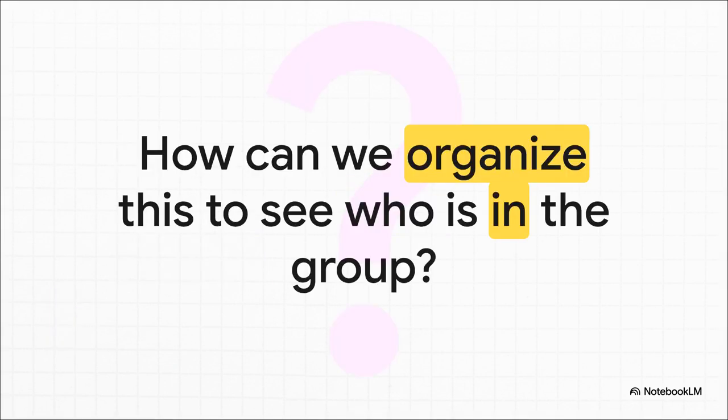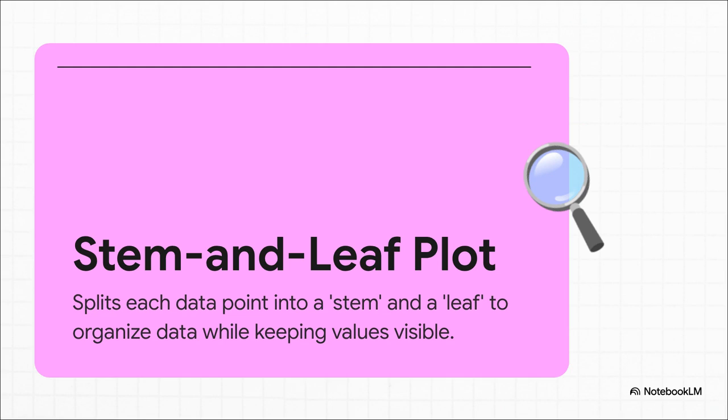And that's the key question, right? How do we bring some order to this chaos? How can we sort these numbers in a way that actually tells us something meaningful about who makes up this group? Well, the answer is a really clever tool called a stem and leaf plot.